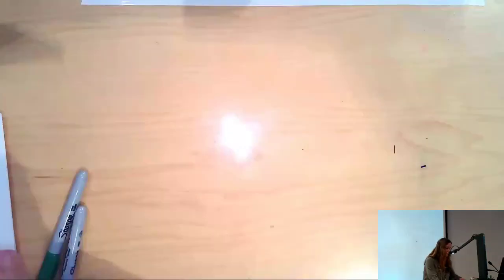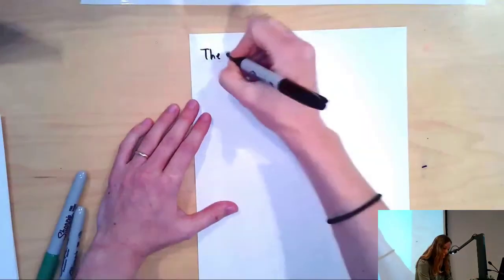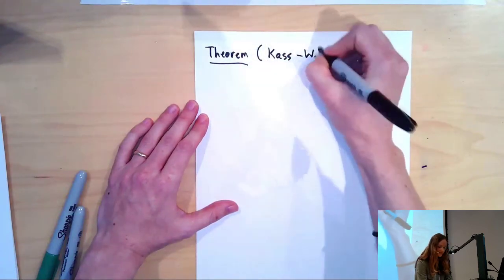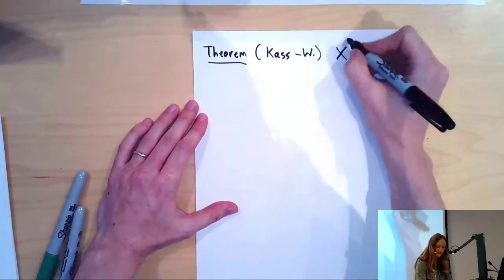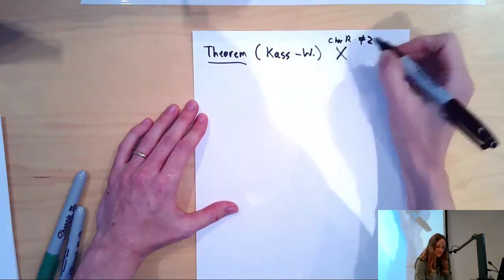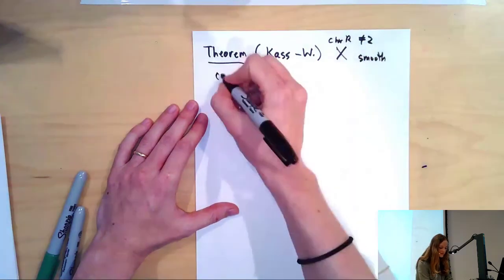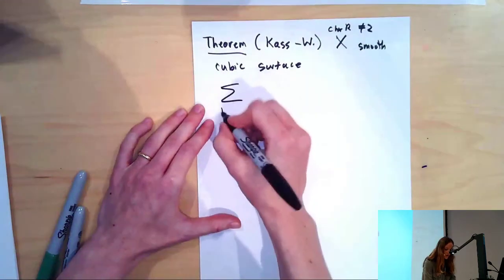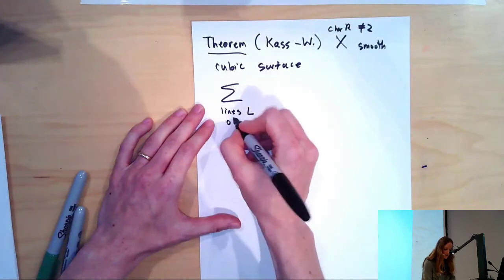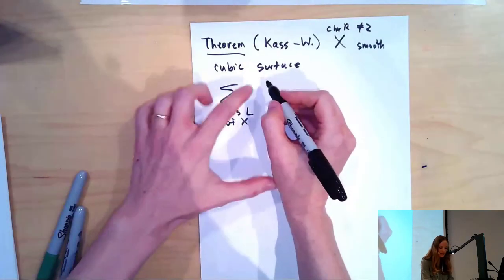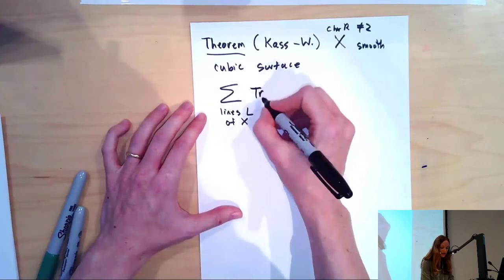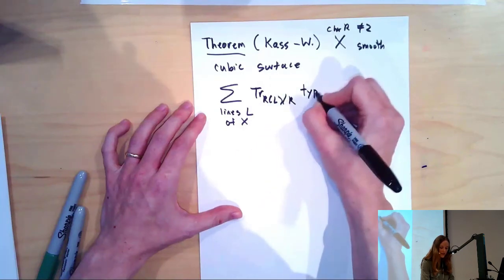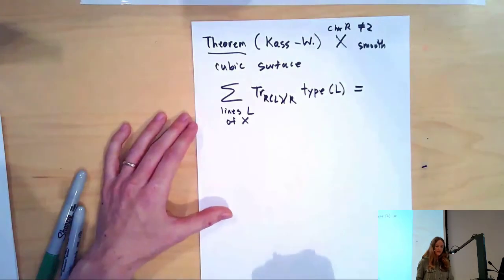And the theorem, same hypotheses, is that if you take the sum over the lines L of X of a map which picks up the field of definition, I'll tell you what it is in a second, the trace of K(L) over K of the type of L, you get one fixed quadratic form.